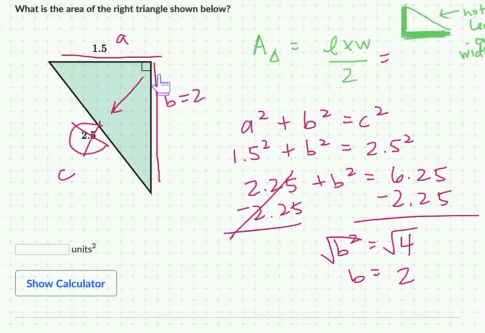Length times width wants these two numbers multiplied together, the ones that make an L. So that'll be 1.5 times 2 divided by 2. Doesn't matter the order, to be honest. If you have 1.5 times 2 versus 2 times 1.5, it's going to be the same thing. Multiplication, the order doesn't matter.